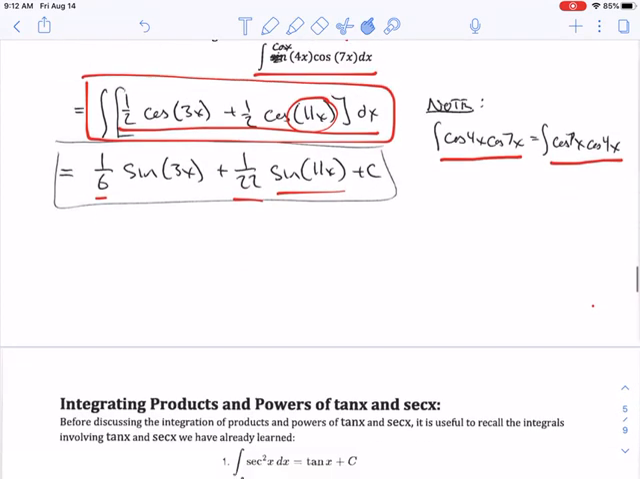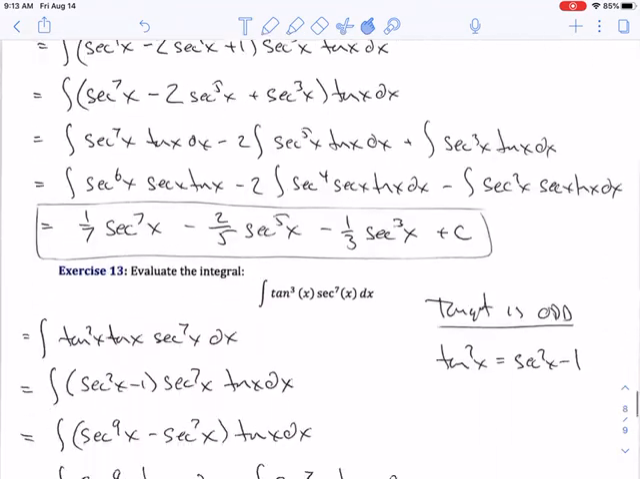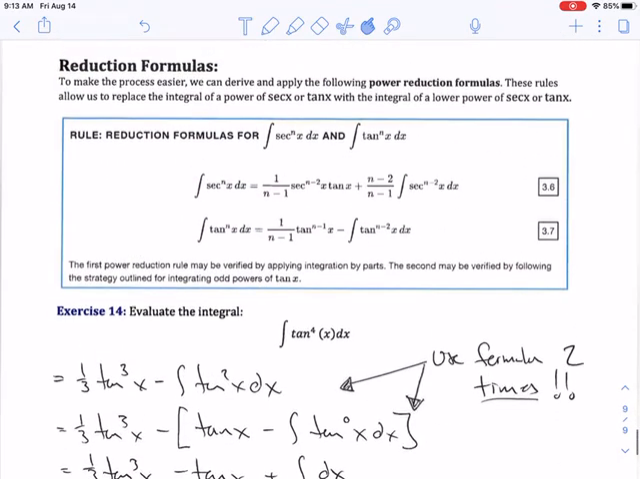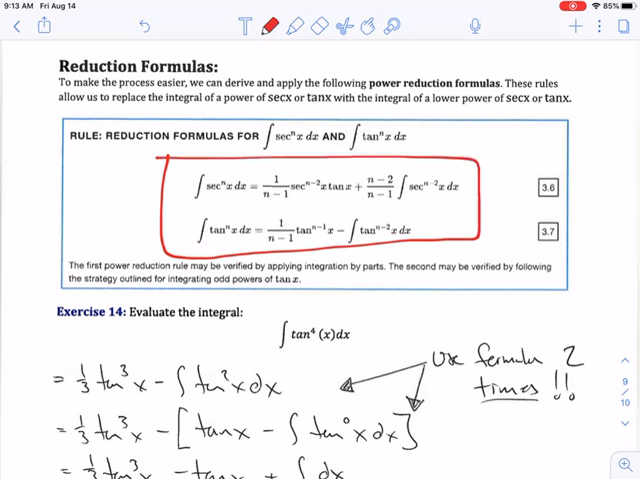All right, now I'm going to skip ahead to the end of my notes. I'm going to skip over the integrating products of powers of tangent and secant for its own separate video. Let's go to the reduction formulas. So the reduction formulas, again, these are just formulas. Plug and chug, okay? You don't need to memorize these. You can have them written down somewhere, and you can use them.